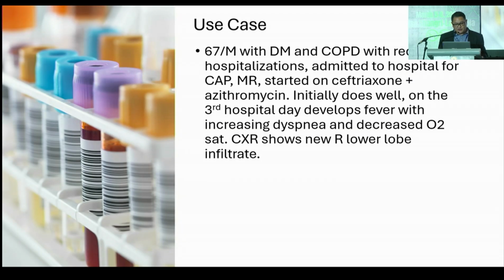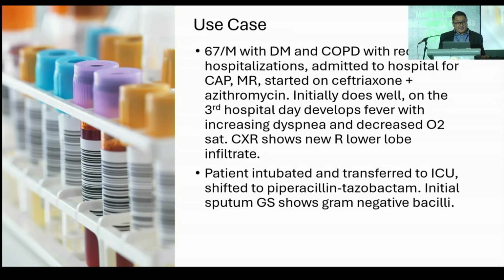So here's a use case. A 67-year-old male with diabetes, COPD, with recurrent hospitalizations, admitted to your hospital for community-acquired pneumonia, moderate risk, patient started on ceftriaxone and azithromycin. Initially, he does well, and then on the third hospital day, develops fever with increasing dyspnea and decreased O2 saturation. Chest X-ray shows a new right lower lobe infiltrate. Patient is intubated, transferred to the ICU, shifted to piperacillin-tazobactam, and the sputum gram stain shows gram-negative bacilli.